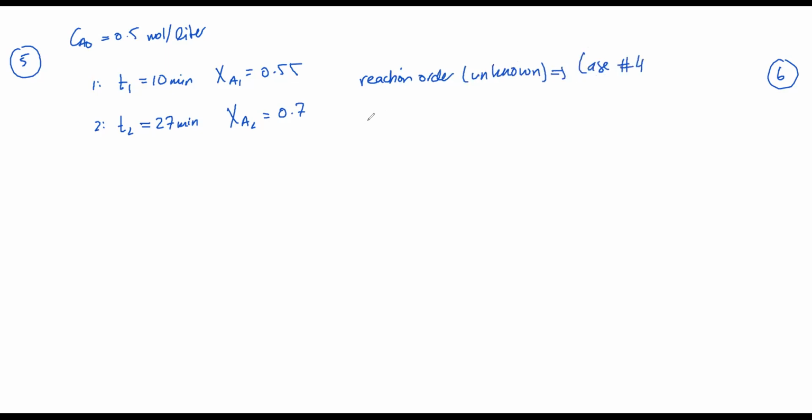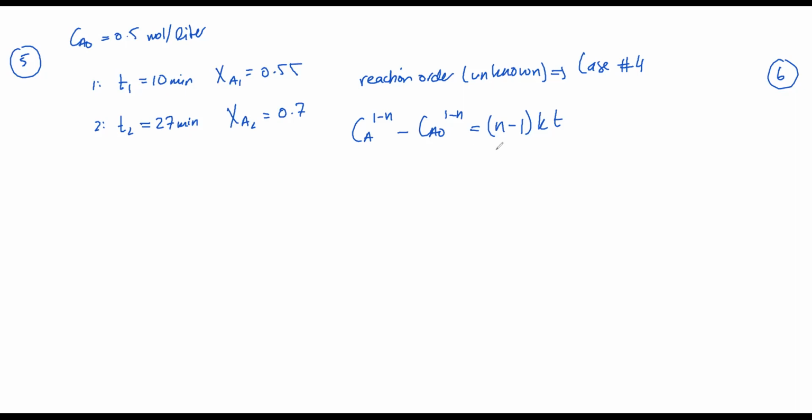And if you recall, the performance equation for case number 4 is Ca to the 1 minus n minus Ca note to the 1 minus n is equal to n minus 1 times kt. You can always use Ca and Ca note. However, I prefer to plug in Xa instead. It makes the algebra easier.